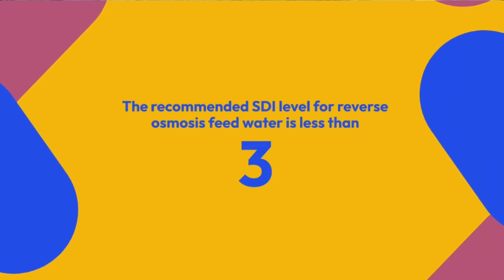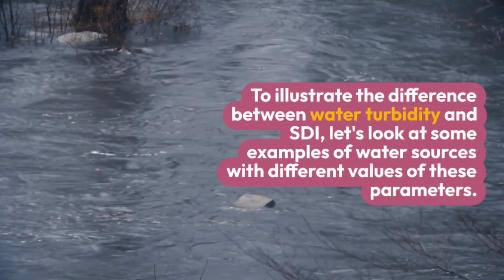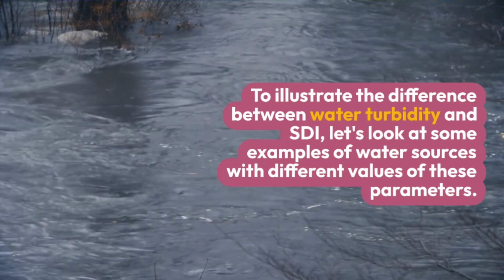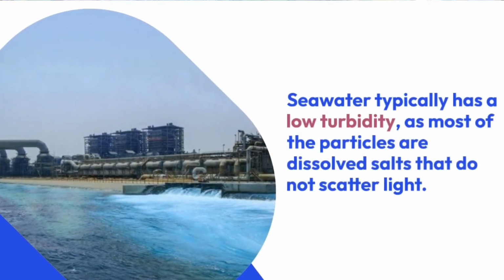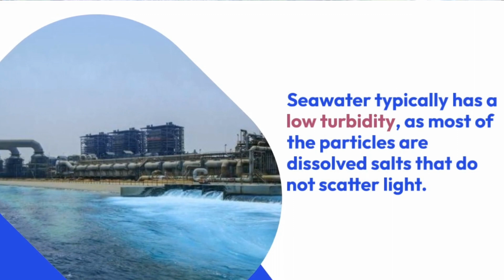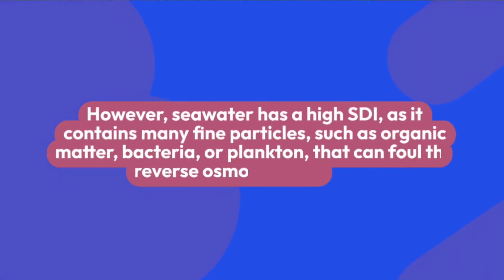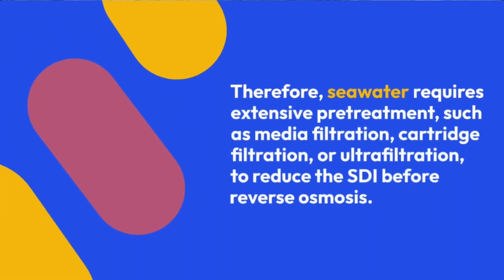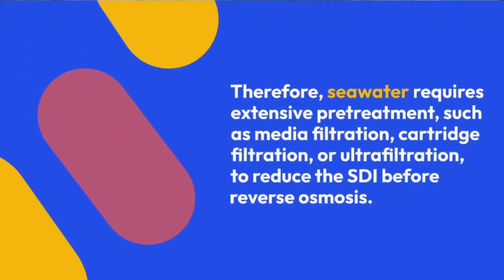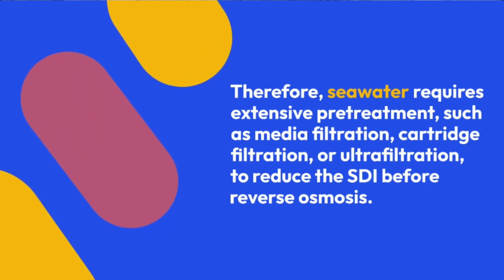Difference in both. To illustrate the difference between water turbidity and SDI, let's look at some examples of water sources with different values of these parameters. Seawater typically has a low turbidity, as most of the particles are dissolved salts that do not scatter light. However, seawater has a high SDI, as it contains many fine particles, such as organic matter, bacteria, or plankton that can foul the reverse osmosis membrane. Therefore, seawater requires extensive pretreatment, such as media filtration, cartridge filtration, or ultrafiltration, to reduce the SDI before reverse osmosis.